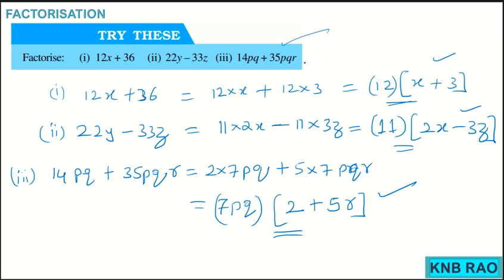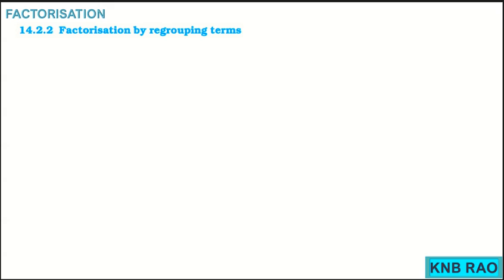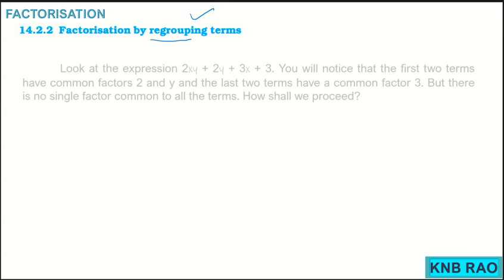So children, now we will go for learning the second method of factorizing algebraic expressions. What is the second method of factorizing algebraic expressions? It is factorization of algebraic expressions by regrouping terms. Children, what is the meaning of regrouping terms? So let us first know what is regrouping of the terms.